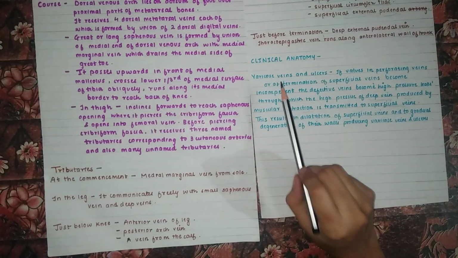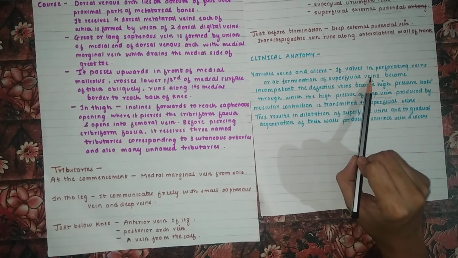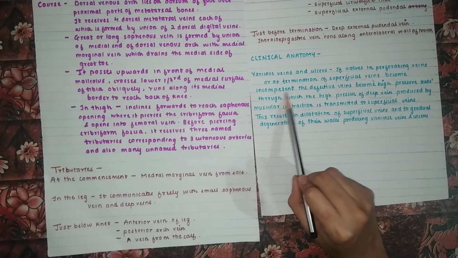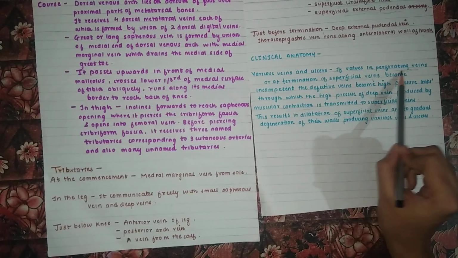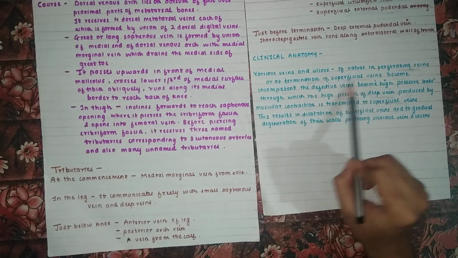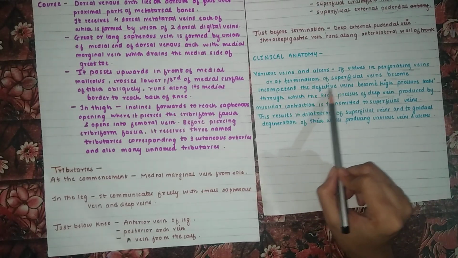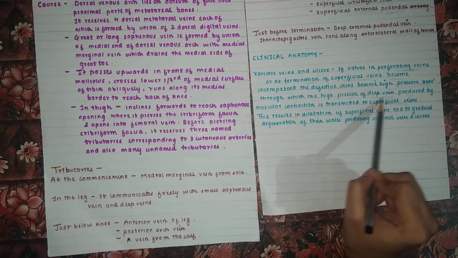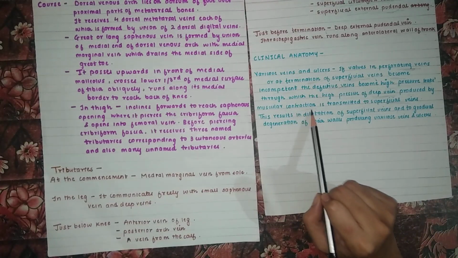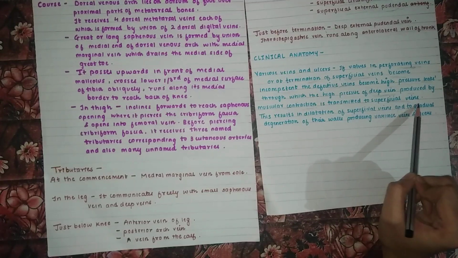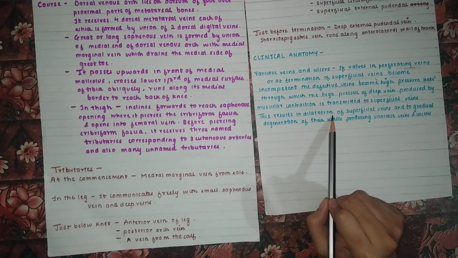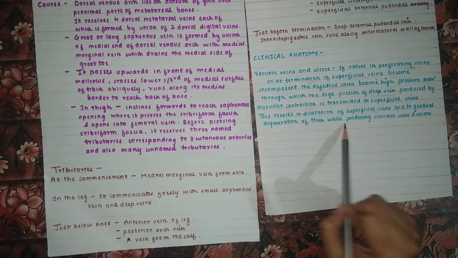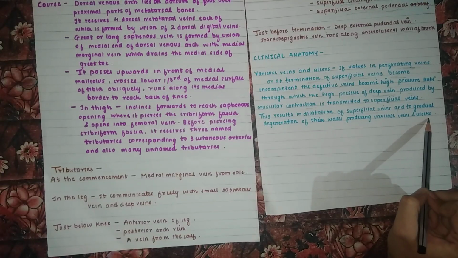Clinical anatomy: varicose veins and ulcers. If the valves in perforating veins or at the termination of superficial veins become incompetent, the defective veins become high pressure leaks through which the high pressure of the deep vein, which is produced by muscular contraction, is transmitted to the superficial vein. This results in dilatation of superficial vein and gradual degeneration of their walls, producing varicose veins and ulcers.